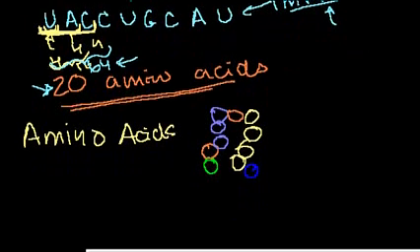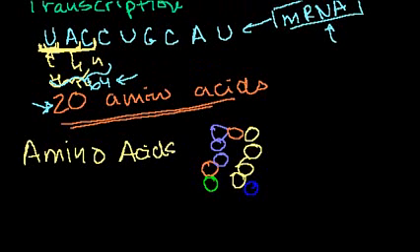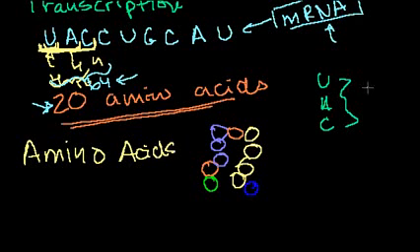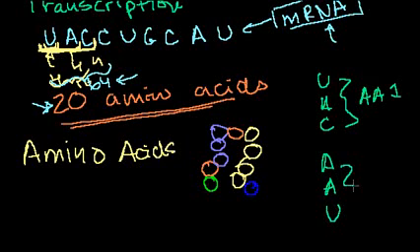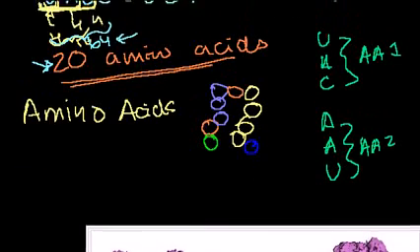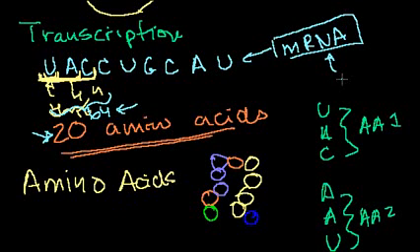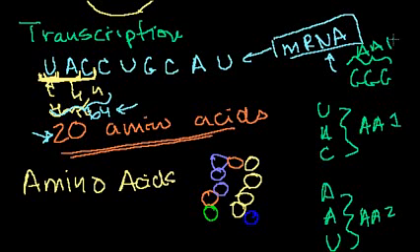For example, we might say that, and this isn't the actual code, maybe UAC codes for amino acid number 1. And if it was AAU, this codes for amino acid number 2. I think you get the idea. If I have GGG, this codes for amino acid number 10.